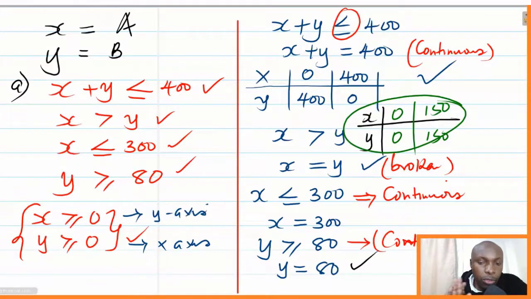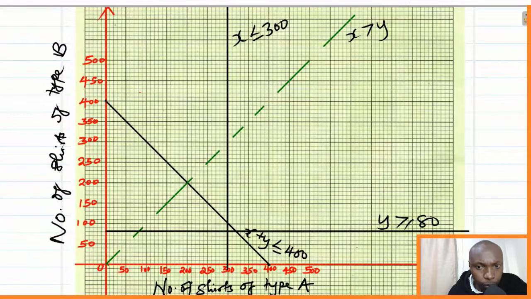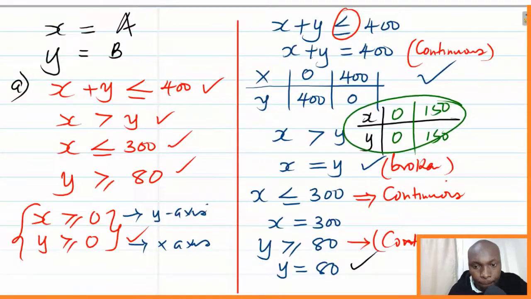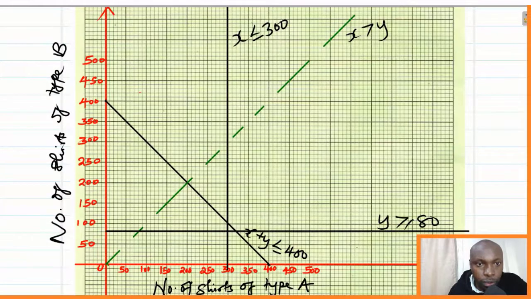Now remember, when you're shading, we shade the unwanted sides. So we start with the first one, x plus y is less than or equal to 400. To know the side that you're going to shade, we just need to pick 1 point on either side of that line. So I'll pick a point on this side, 0, 0, and then I test.